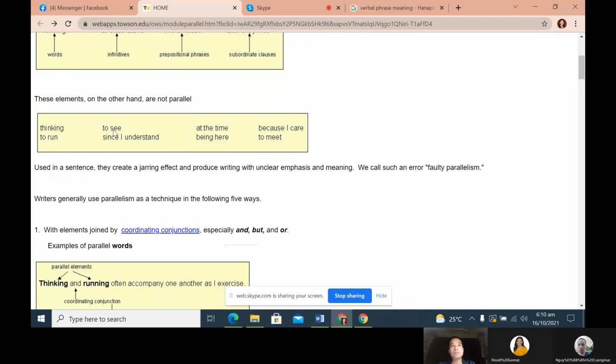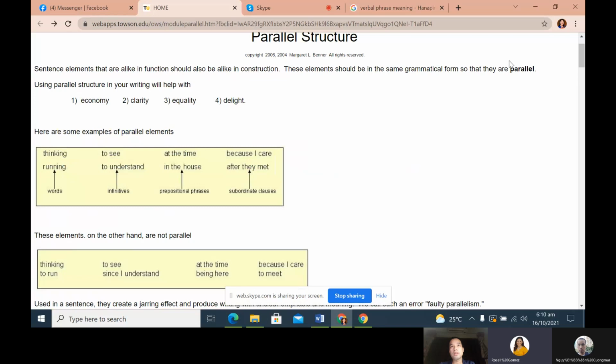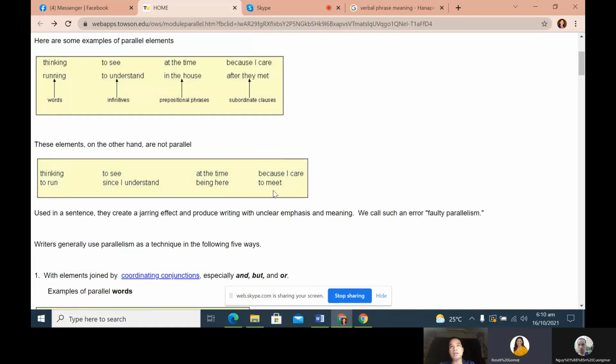Thinking, to run. To see, I understand, after the time being here, because I can, to meet. Okay, now, are they equal in form? Are they the same in construction? No. Pair number one: thinking and to run. The second: to see and I understand. So they are not correct. They are not the same in construction.